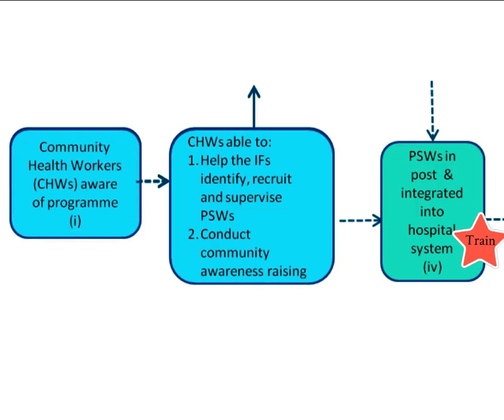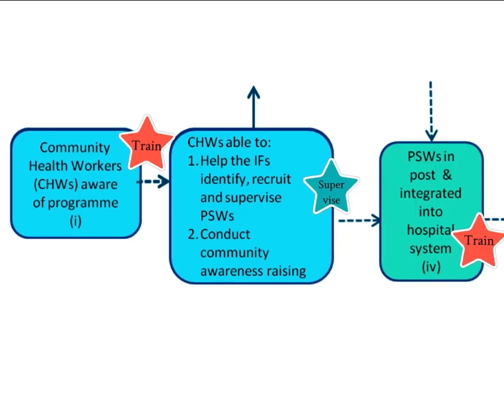So one of the answers, there's no right answer in theory of change, is that the community health workers need to be aware of the programme. And in order for them to have the skills to train, identify and recruit peer support workers, they themselves need to be trained. So it's another intervention component. Adding in more interventions, those community health workers supervise the peer support workers.